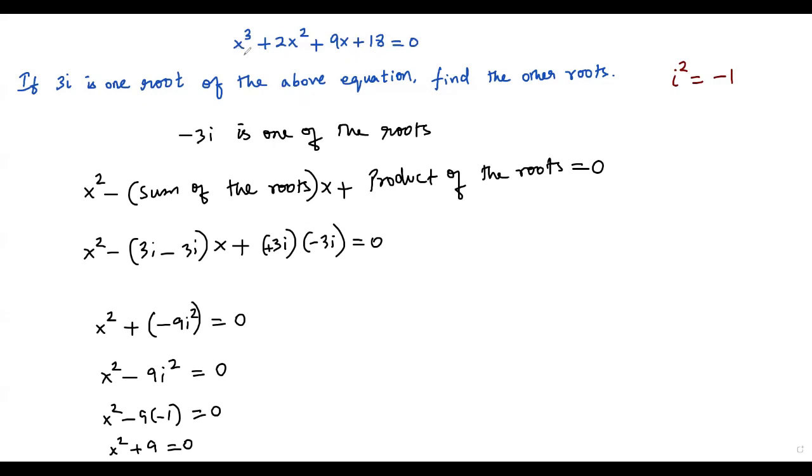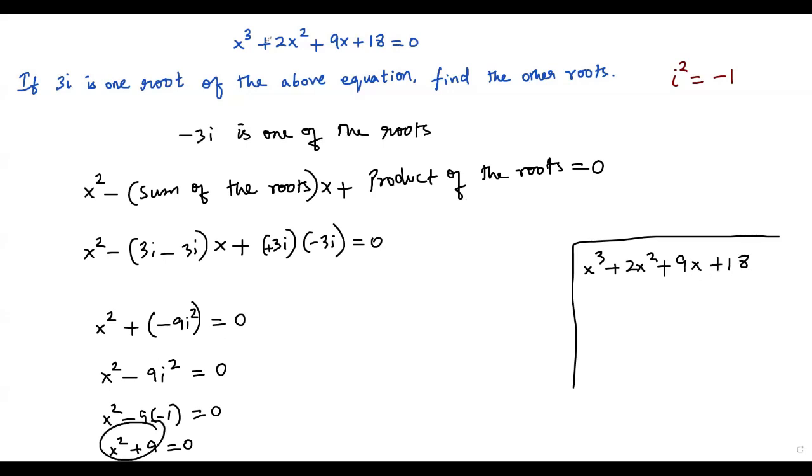So how do we factor this one? To get the other factor, we have to divide this polynomial by the quadratic x squared plus 9 using long division. Okay, let me do it over here. Let me take the long division. In this long division, we take this polynomial as the dividend, that is x cubed plus 2x squared plus 9x plus 18. Already we know that x squared plus 9 is one of the factors of this polynomial, because we got this quadratic equation using the 2 roots, 3i and negative 3i.